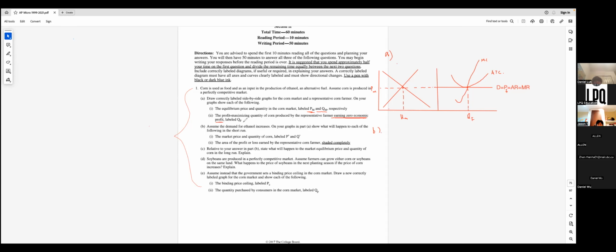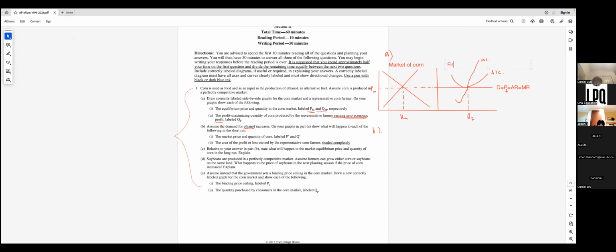Assume that the demand for ethanol increases on your graph from part A. Show what will happen to each of the following in the short run. You have a new product here called ethanol. Then what is the relationship between ethanol and the corn market? Because this is the corn market. Oh, by the way, maybe we need to add one more title, market of corn. It is better to add a title.